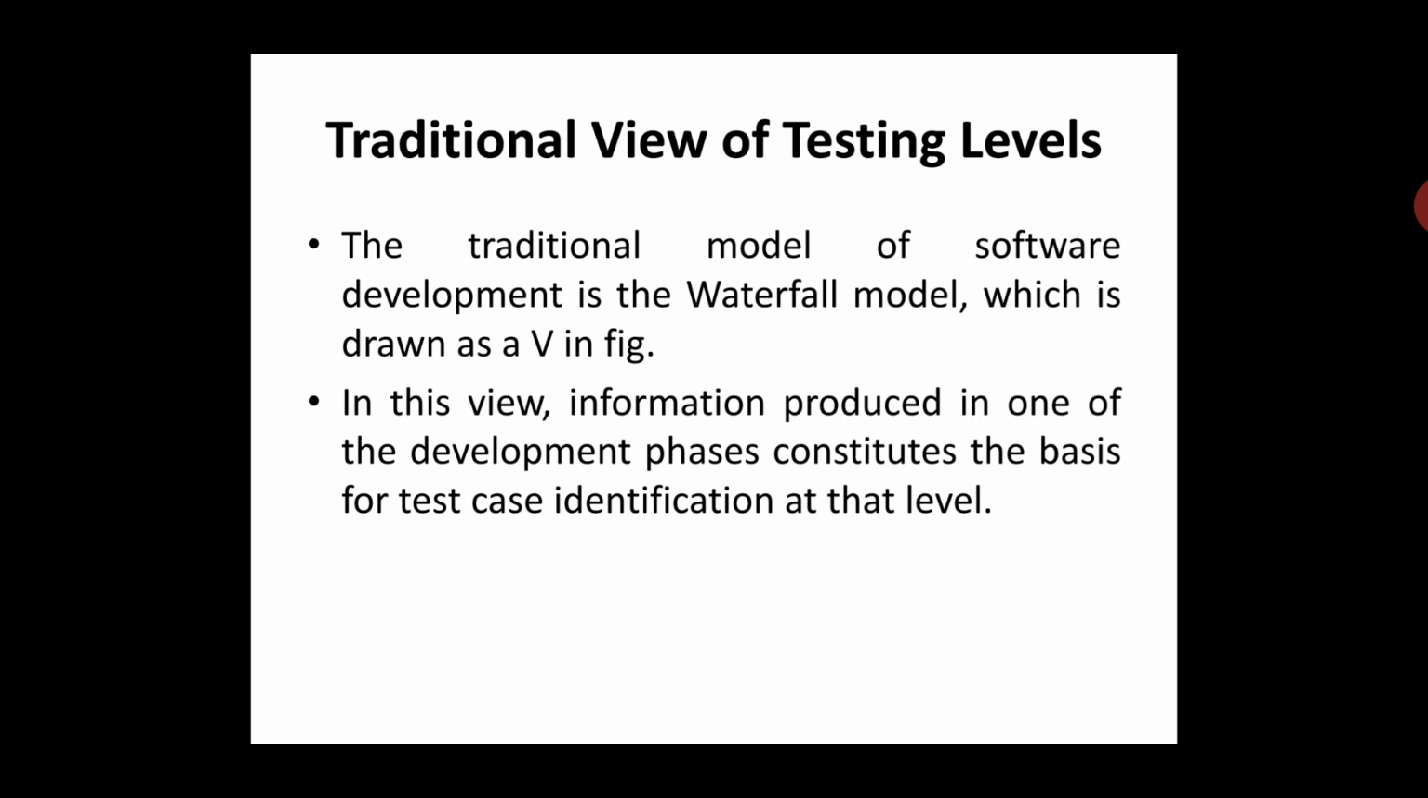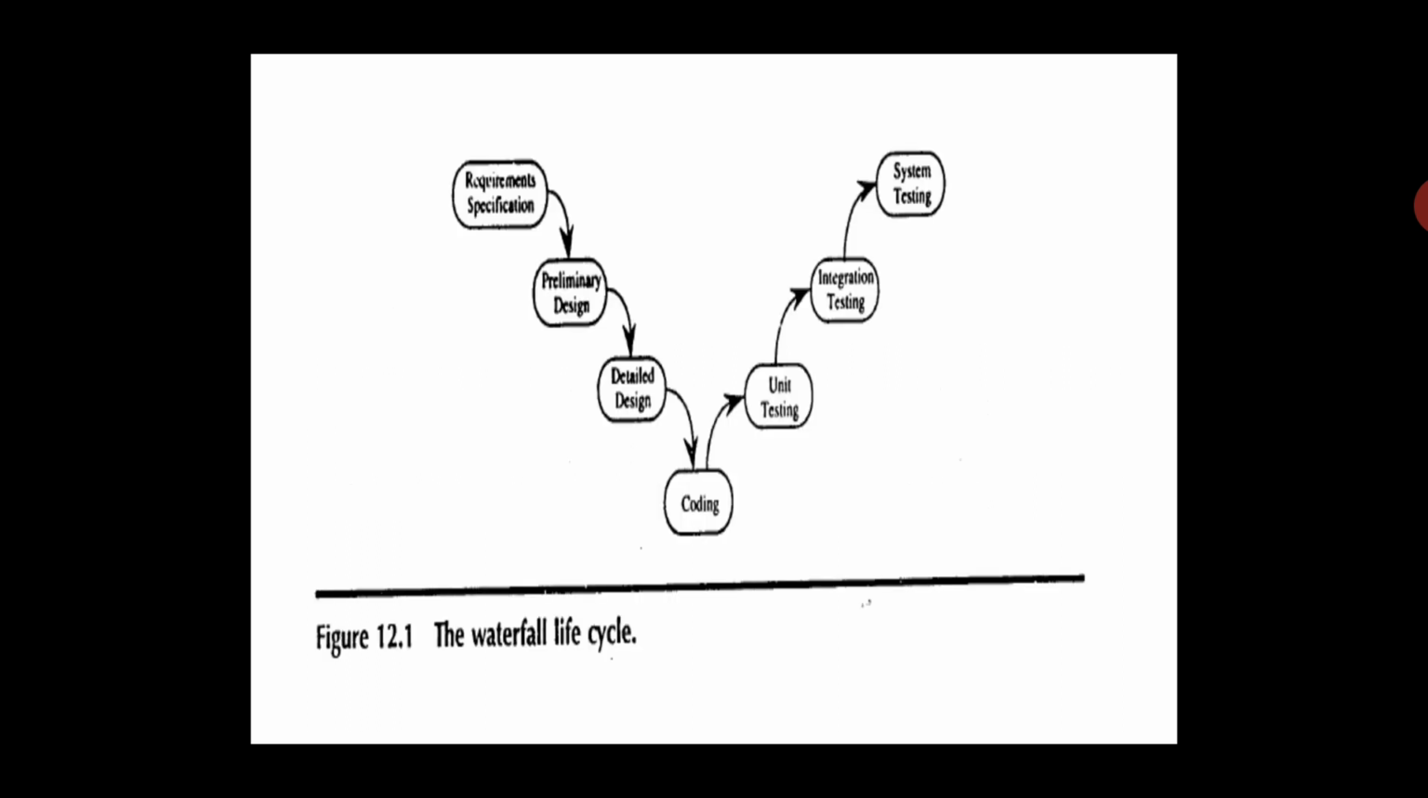Before going to see the levels of testing, we should know the traditional view of testing levels, right? Traditional view in the sense that for the past few years we usually follow a traditional approach like the waterfall model. For example, here is the waterfall life cycle model. This is also called the V model. For the past few years, the software development process has involved this model. People know this as the V model.